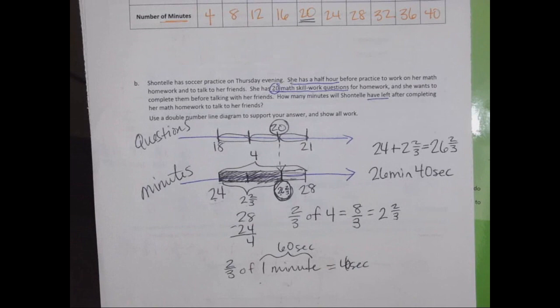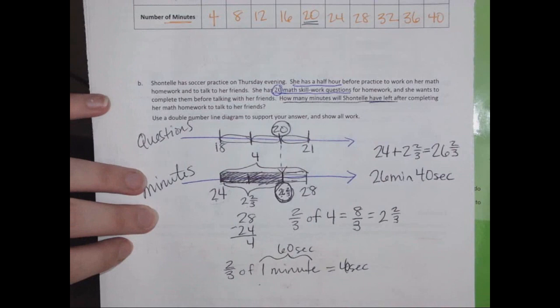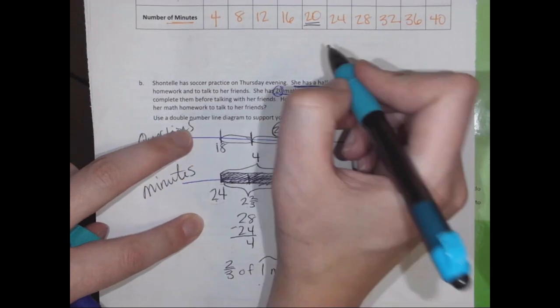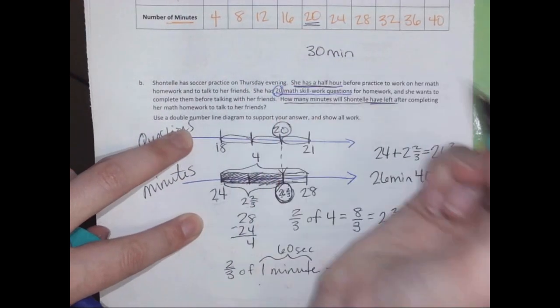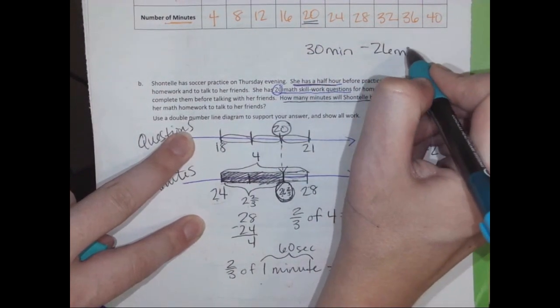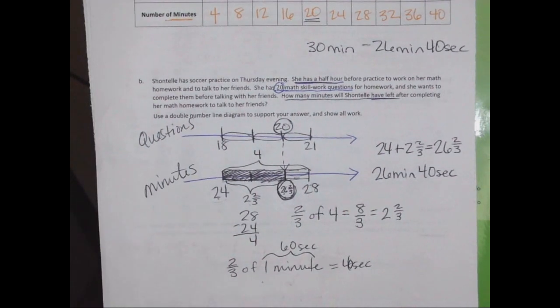Nope. Look back at the problem. It says, how many minutes will she have left after completing her homework to talk to her friends? Well, what did she start with, Julie? 30 minutes. She started with a half an hour, which is 30 minutes. And how much time did she spend? 26 minutes and 40 seconds. So how much time does she have left? Talk to your neighbor. Work it out.